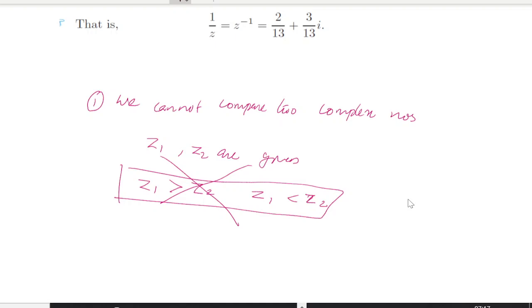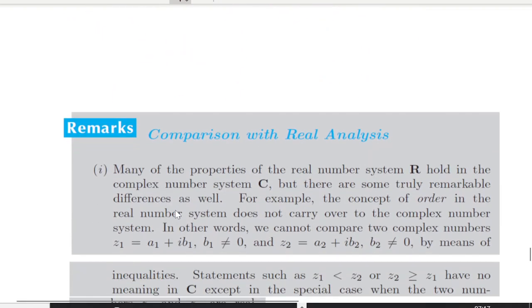So whenever z1 and z2 are real numbers, that is, the imaginary part is 0, we can go for such a comparison. But whenever it is a complex number, that is, the imaginary part is not equal to 0, then we cannot compare these two numbers as we do with real numbers. That's the first remark.